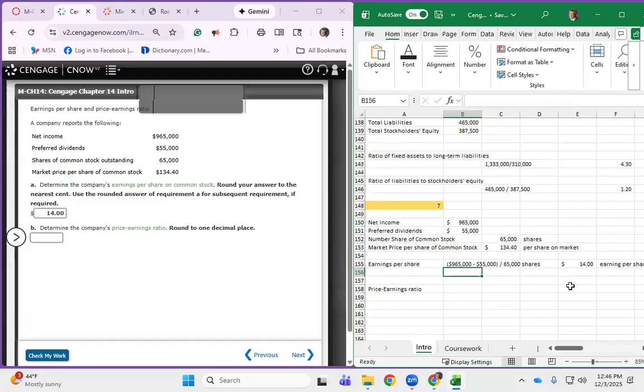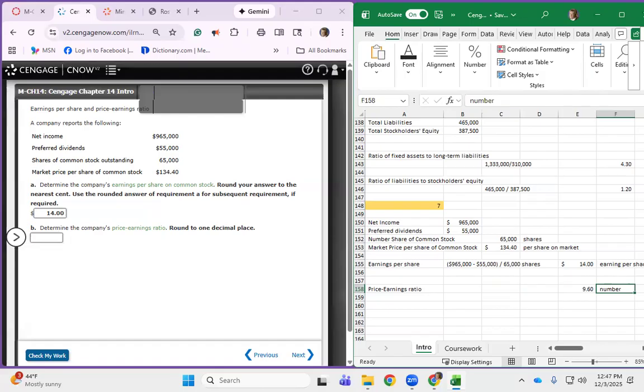There's the explanation. So now our price, which is the market price, they told us is $134.40. We're going to divide that by our EPS, which we just found. So our price earnings ratio, and let's double check, is 9.6. Be sure that's just a number. It's not a dollar amount.